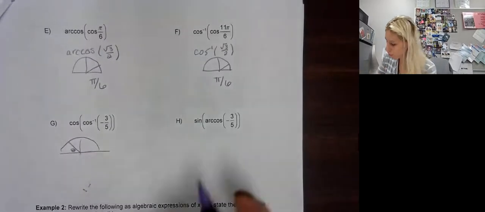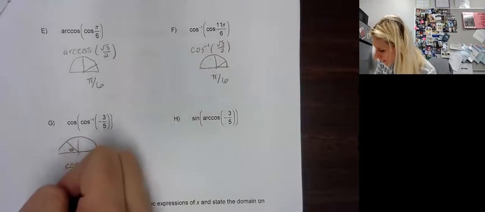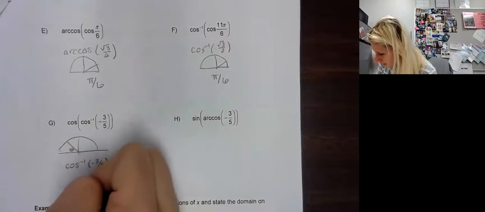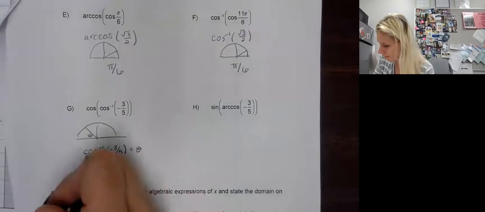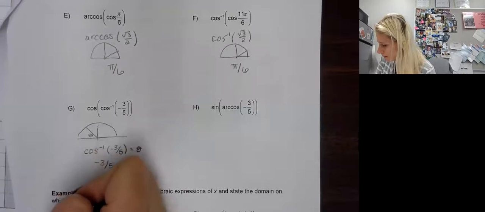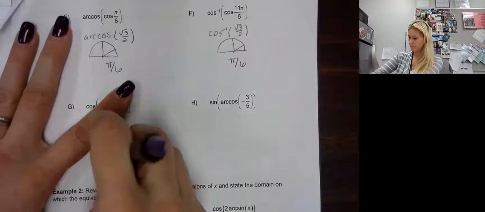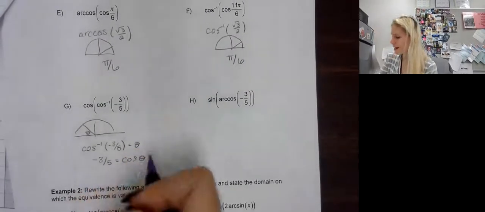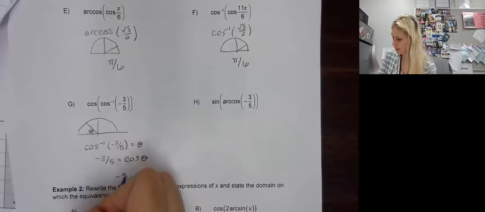Okay, so let me look at this as cosine inverse of -3/5 is some theta, which means if I solve this equation to get rid of the inverse cosine, I take the cosine of both sides, and I get -3/5 equals cosine theta. So when I take the cosine of our theta, I still get -3/5.